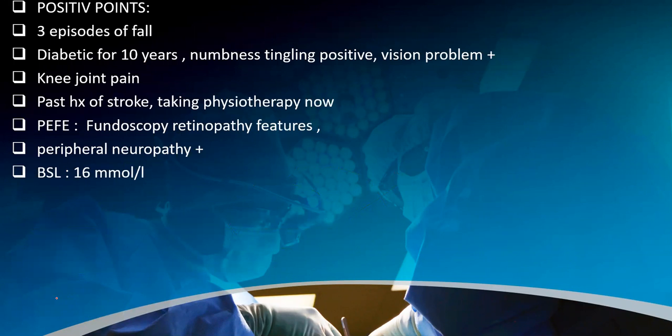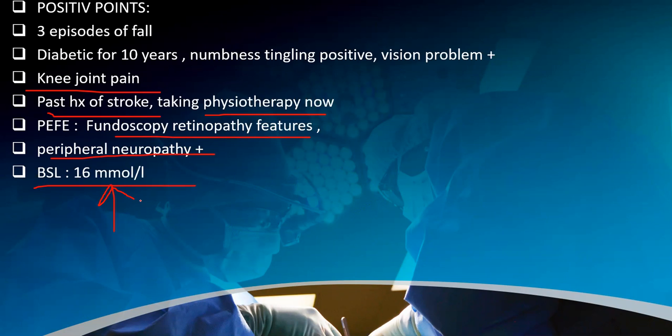Now, positive points in this case could be patient had 3 episodes of fall, diabetic for the last 10 years, numbness, tingling positive, vision problem positive. Patient has knee joint pain for a long time, history of a stroke previously, taking physiotherapy now. In the PE, fundoscopy retinopathy feature, CNS peripheral neuropathy feature, and BSL 16, which means it's not well controlled.